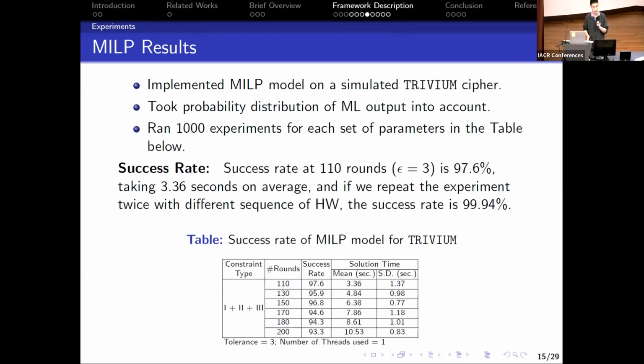The success rate at 110 rounds with threshold epsilon equals 3 is 97.6%, taking 3.3 seconds on average. If we repeat the experiment twice with a different sequence of Hamming weight, for example, we take the sequence at the beginning of the rounds, and maybe we take somewhere else with a different sequence, and we combine them, the success rate can increase even further. We notice that as the number of rounds increases, the success rate decreases, and the solving time also increases.